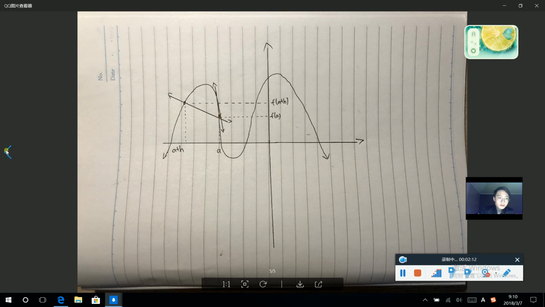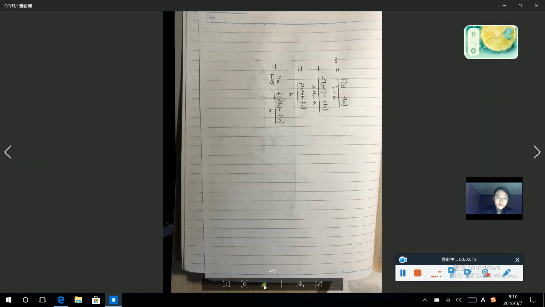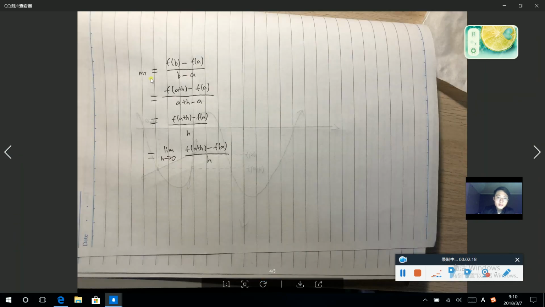So let's go to some formulas. This formula is very familiar to us because we already learned it last semester in the function class. The next step is to substitute the points into it based on my graph. I put A plus h as B, substitute it in, and get this step. And finally, this is the last formula: f of A plus h minus f of A, divided by h.